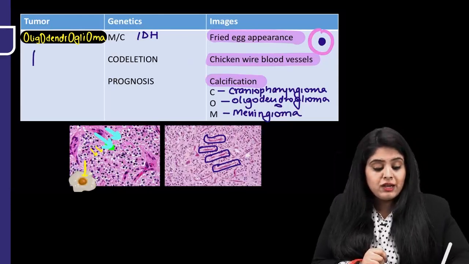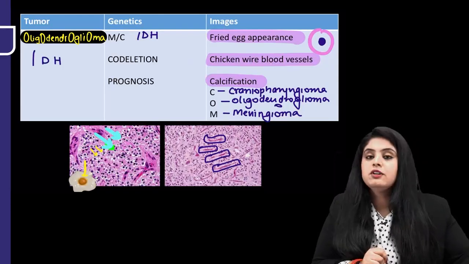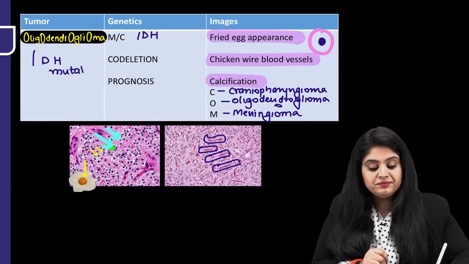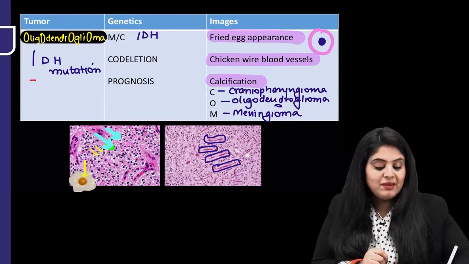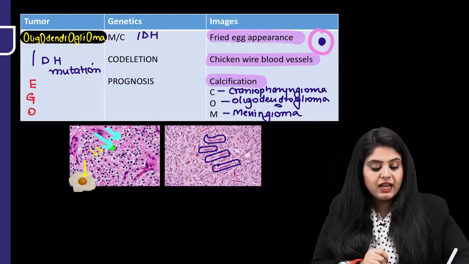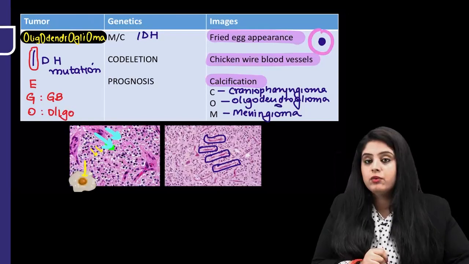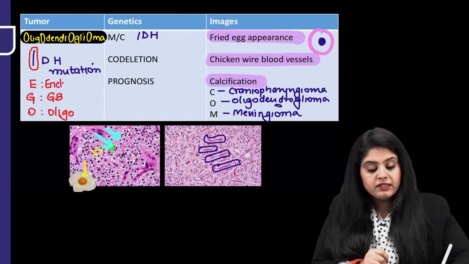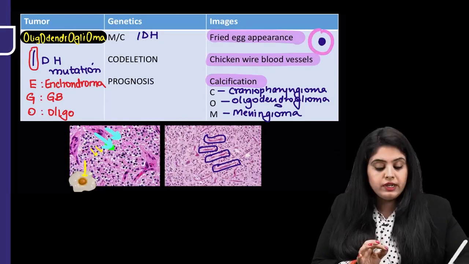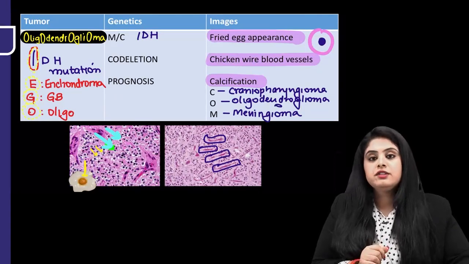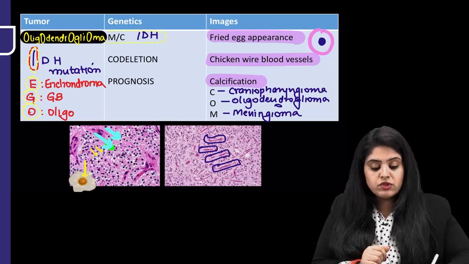In fact, if you ask me what are all the tumors everywhere in pathology which have isocitrate dehydrogenase mutation, I will say that I am egoistic. That is the mnemonic. What is I am egoistic? I for isocitrate dehydrogenase, G I just studied glioblastoma, O I am just studying oligodendroglioma, and E is a bone tumor, that is enchondroma. So remember, enchondroma, glioblastoma and oligodendroglioma are the ones showing isocitrate dehydrogenase mutation. That is the most common mutation that you see over here also.